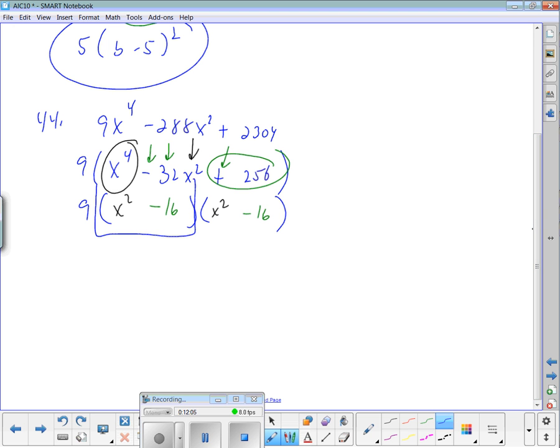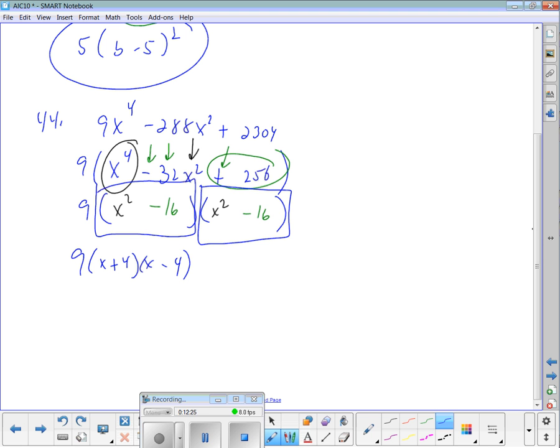Difference of 2 squares. Right? Ooh la la. 2 parentheses. Plus in the middle of one, minus in the middle of the other. Square root of the front in the front. Square root of the back in the back. All right, that's that one.